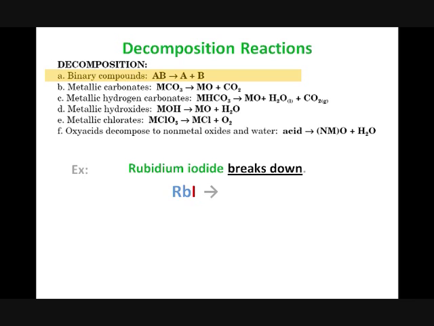It's just going to break apart into its elements. Okay, so rubidium, Rb, and iodine, those are going to be our products. Don't forget that iodine is diatomic. So the correct chemical equation for this decomposition reaction is RbI decomposes to form Rb and I2.